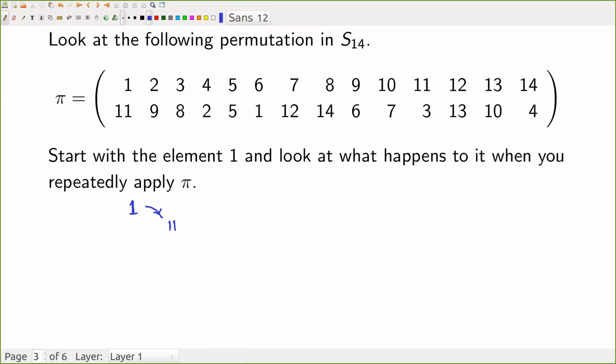Okay, fine. So I think here you can think about pi as being some kind of physical shuffle of 14 things. Imagine them lined up on the table, 14 cards numbered 1 to 14, and this permutation is going to shuffle them around. So it's going to take 1 to where 11 normally lives. Then look at what it does to 11. It takes 11 to 3. Look at what happens to 3. 3 goes to 8. Look what happens to 8. 8 goes to 14.